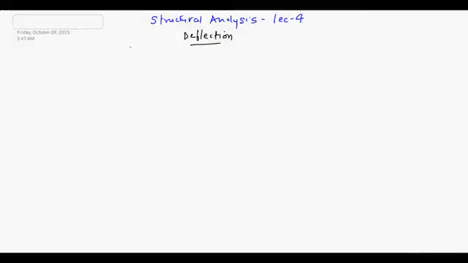Welcome to the fourth lecture of structure analysis. I think last time we discussed how to draw shear force and bending moment diagrams. That we have finished. This is another important topic that is going to be very helpful in structure analysis.